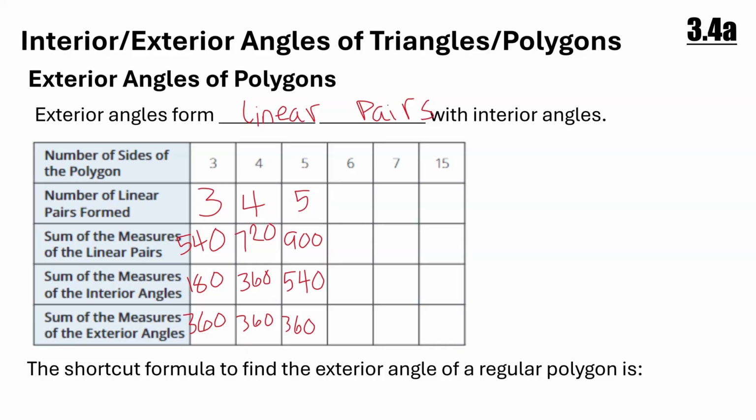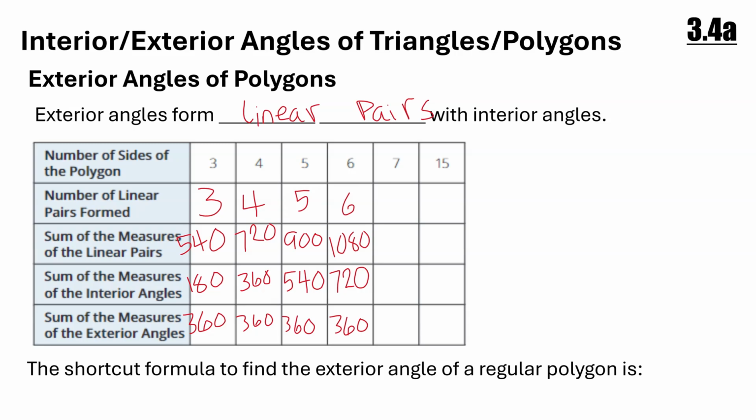In a six-sided polygon, also known as a hexagon, there are six linear pairs. The sum of the measures of the linear pairs is 1,080 degrees. The sum of the measures of the interior angles is 720 degrees. The sum of the measures of the exterior angles is 360 degrees.